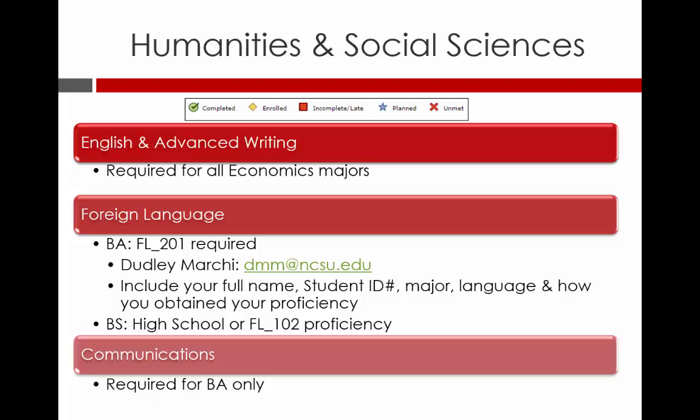Communications. The communications requirement is for the Economics BA only. If you click on Requirement Details, you will see a list of options that satisfy these requirements. Remember, if you have already taken a course that satisfies this requirement, the word communications will be replaced by the name of the course.